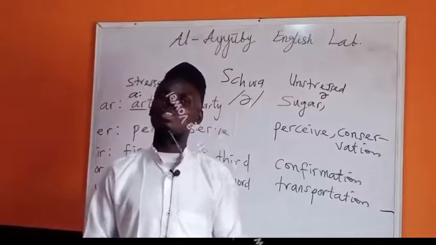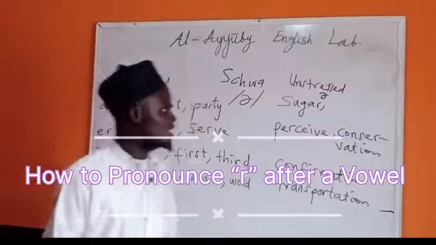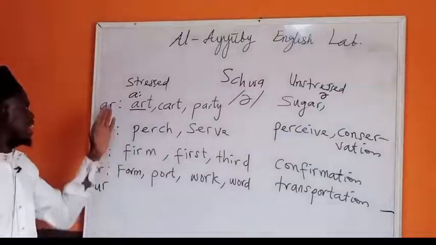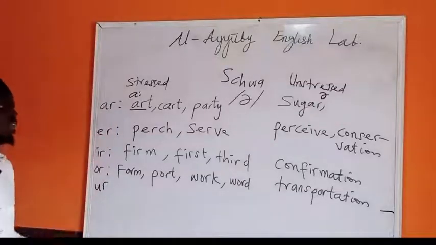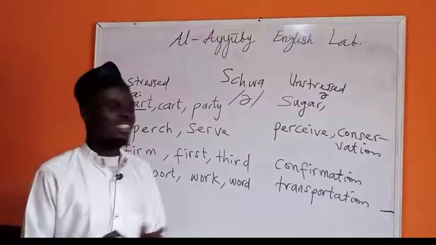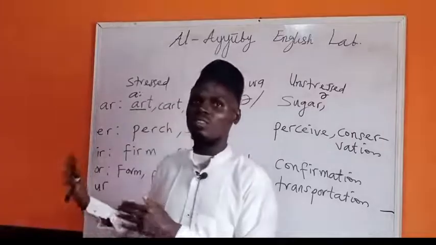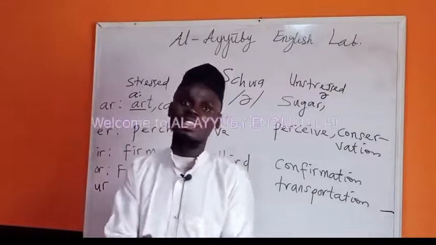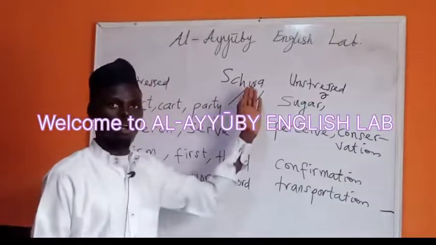With me again, this is AL-AYYÖBY, and we shall be talking about the pronunciation of these letter combinations in English words: AR, ER, IR, OR, and UR. Basically, these letter combinations are pronounced as long vowels, but most people tend to generalize, whereas there are instances in which they are pronounced as a schwa.